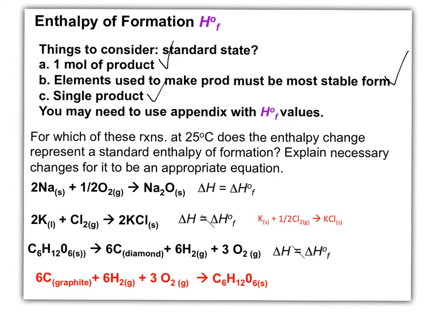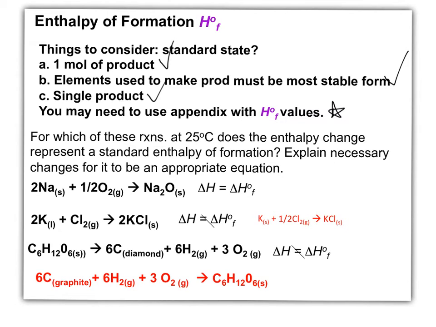So now, remember we talked about these delta H formation values. They can be found in an appendix, usually in the back of the book, and you can utilize these for calculations. We'll look at that in a minute. For now, let's go ahead and decide if the following reactions seen here actually represent a standard enthalpy of formation.